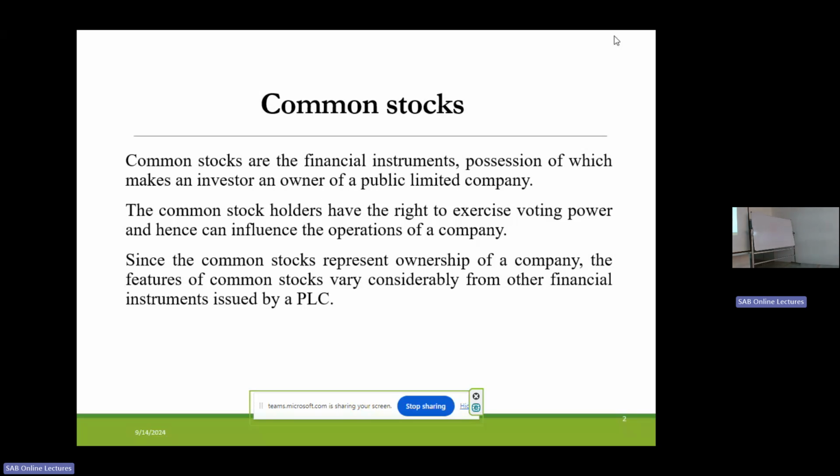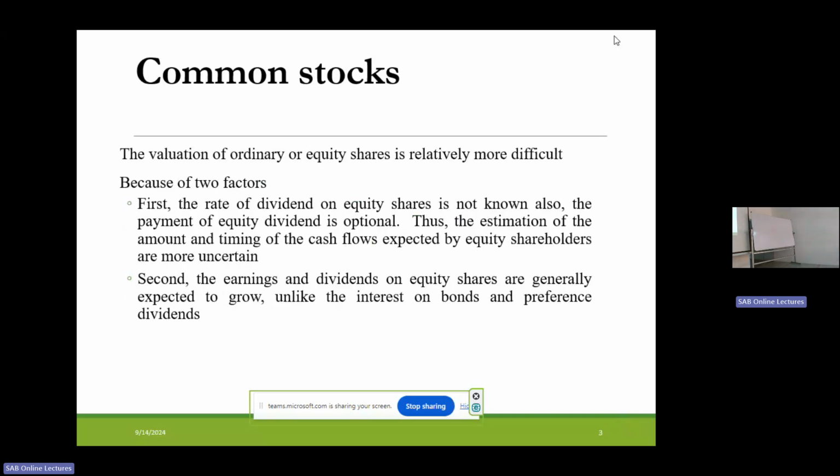It is not a fixed amount, it will be variable. So calculating the intrinsic value, compared to the bonds and the preference shares, is somewhat difficult. If you invest in the equity shares of the company, you will be an owner, you will have voting power, you will have certain rights in the company. As an owner, you have learned these things in your earlier levels also. I think there is no need to spend time on it.